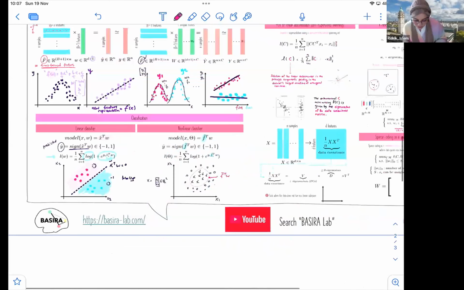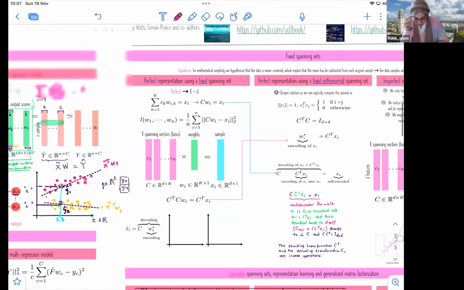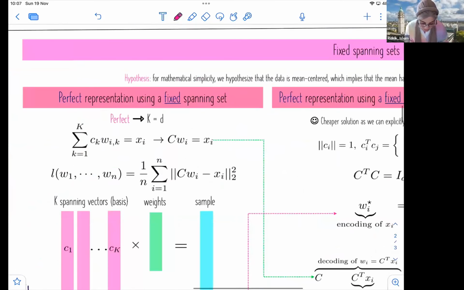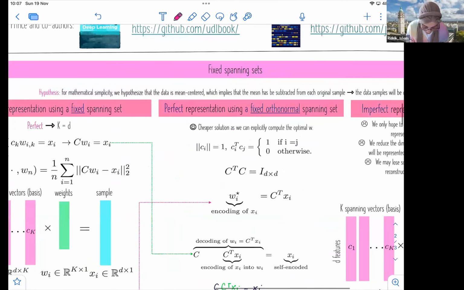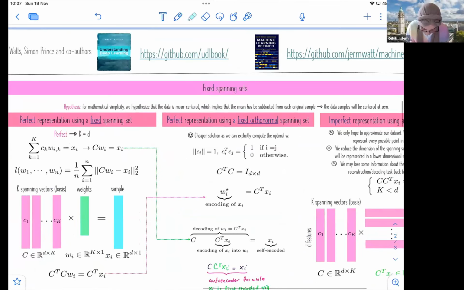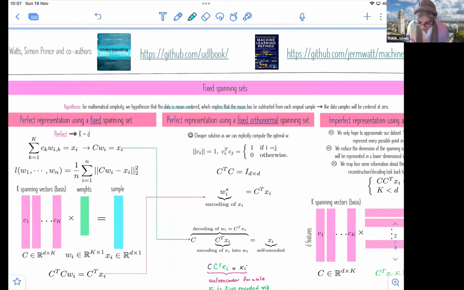Okay, cool. So now moving up next to fixed spanning sets. So we started with the hypothesis. The hypothesis is made for mathematical simplicity, and the hypothesis is that the data is mean centered, which implies that the mean has been subtracted from each original sample. So the data samples are centered at 0.